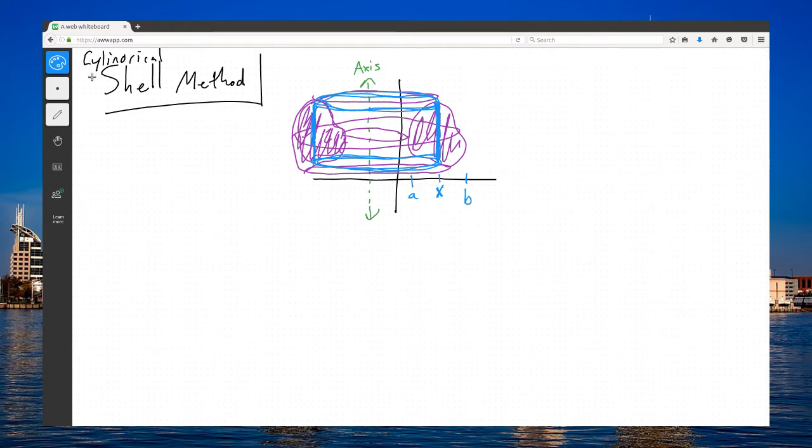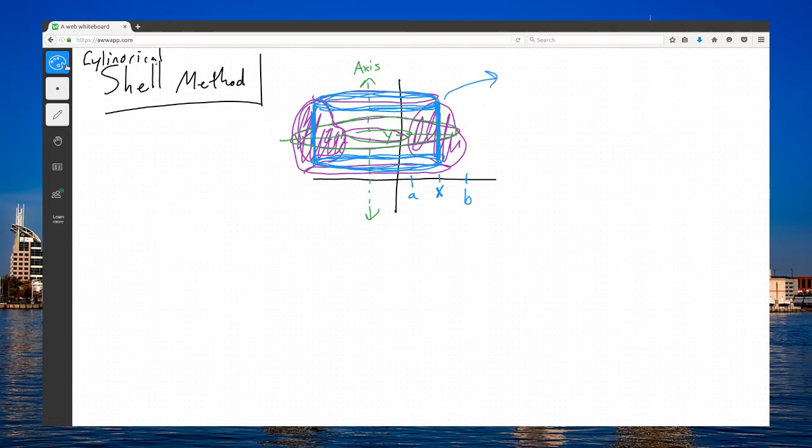Now, that's different than if I had picked a y value, because then I would have gotten the washer right here. So it's important to keep track of whether you have a vertical or a horizontal axis, because that will change whether you have a cylindrical shell or a washer cross section determined by your y or your x value. So we already know how to do the washer method. So how are we going to do the cylindrical shell method?